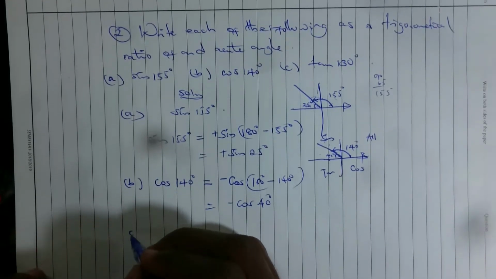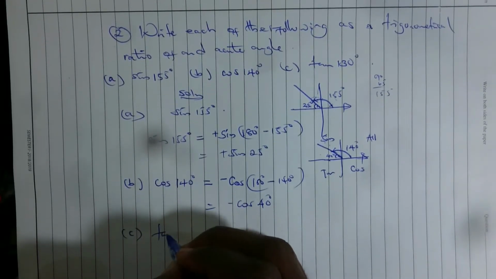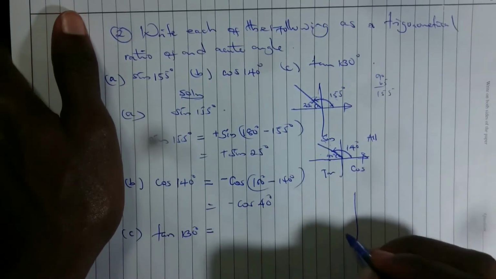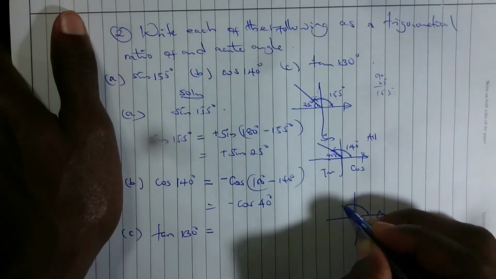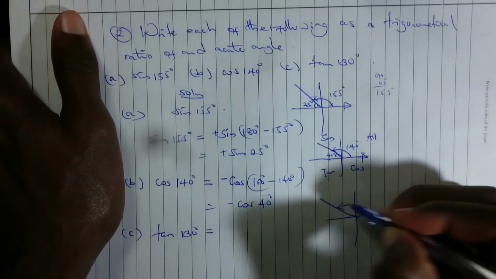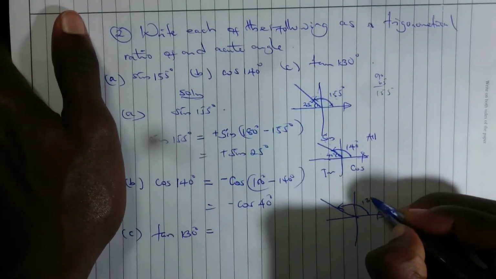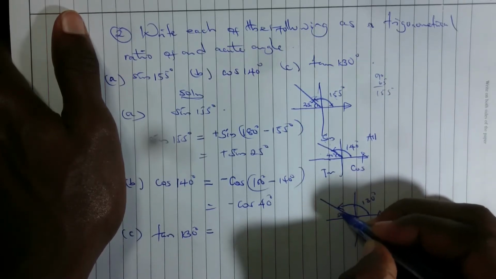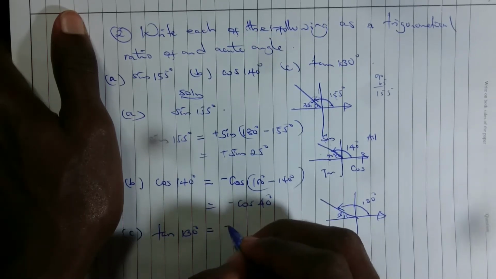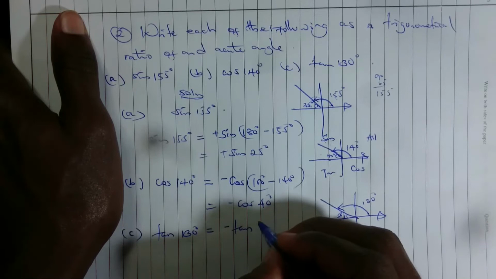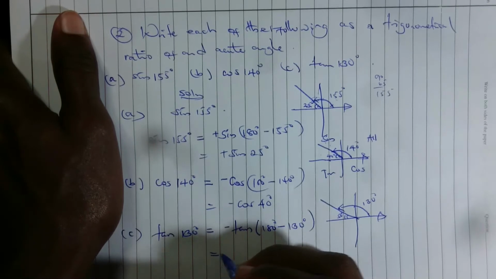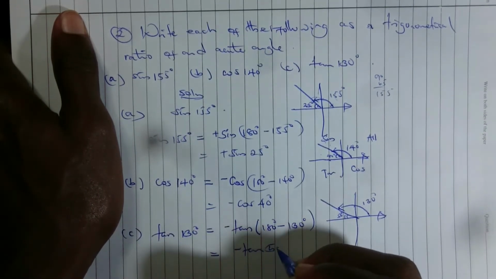So we go to C, which is tan of 130 degrees, and we draw that. We see what it is. 130 will enter there because it's beyond 90 degrees. 90 is here, and you draw that. It's up to that point. So if this is 130 degrees, that means here it's actually, I think, 50 degrees if you subtract that. So here we have tan. Tan is negative, so it's negative tan of 180 degrees minus 130 degrees, which is equal to negative tan of 50 degrees.